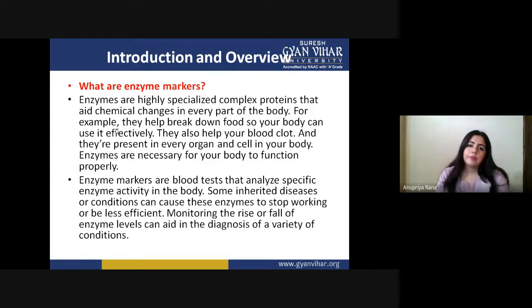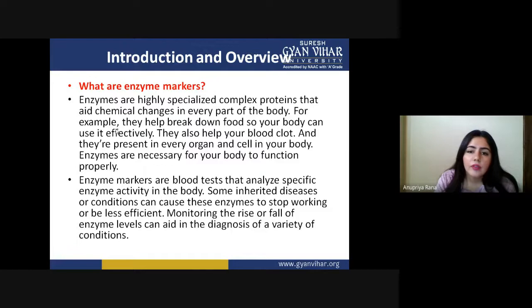They also help your blood clot when we get a cut on our hand or leg, anywhere on the body. They help make the blood clot and stop the bleeding, and they are present in every organ and cell in your body. In every organ, in every cell, even in the cell organelles, they are present everywhere.